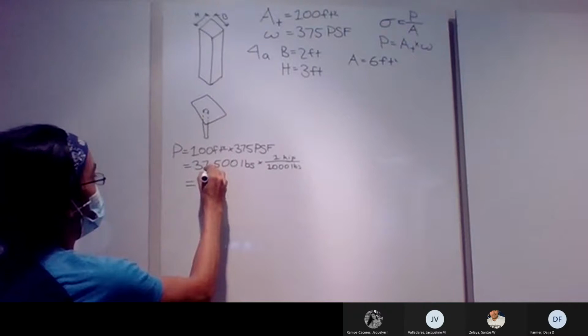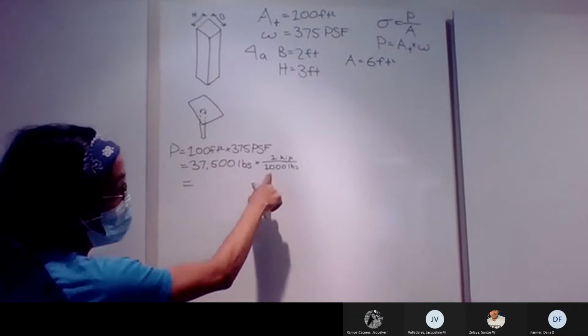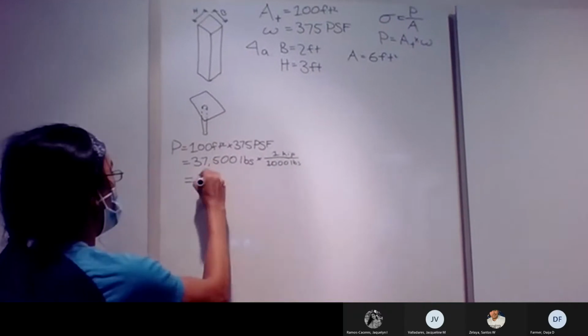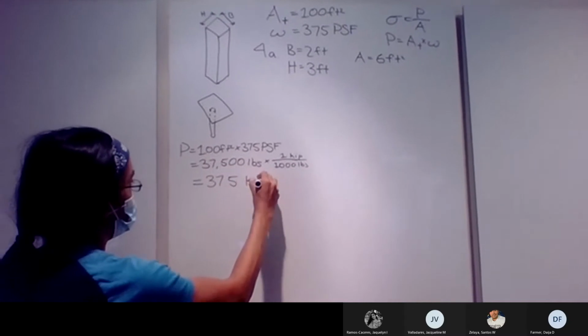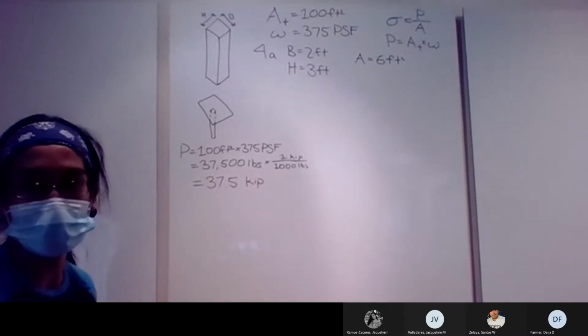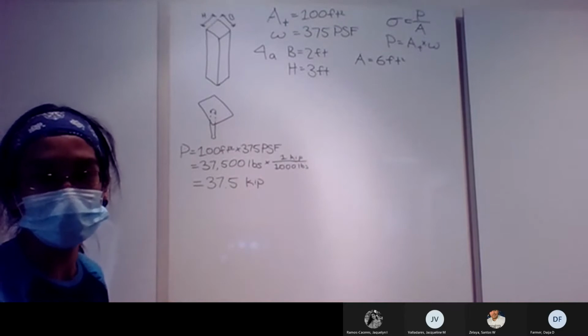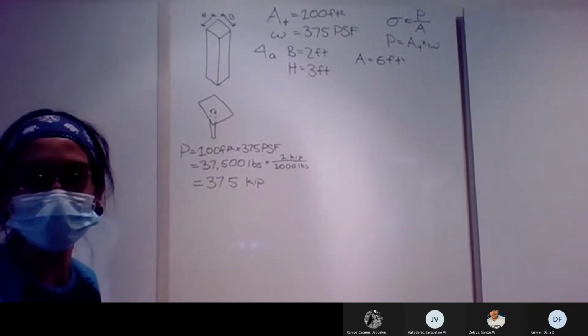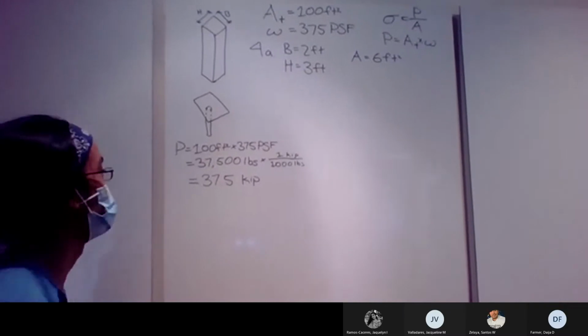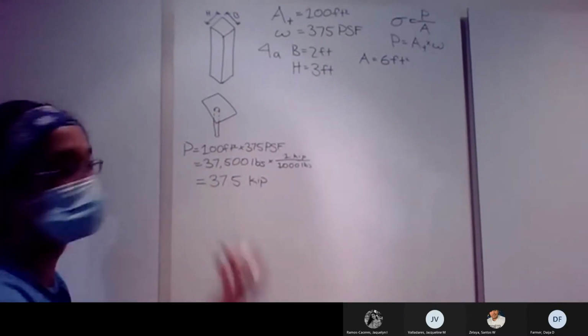So we have 37,500. Divide that by 1,000. You get 37.5, and we're left with kips. Did that make sense? All right, fantastic. So now we have the load.